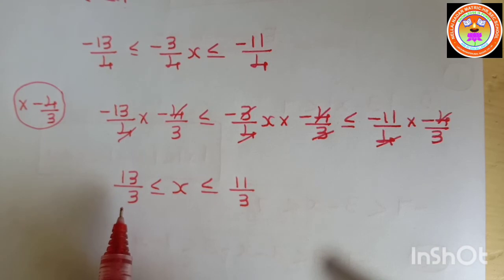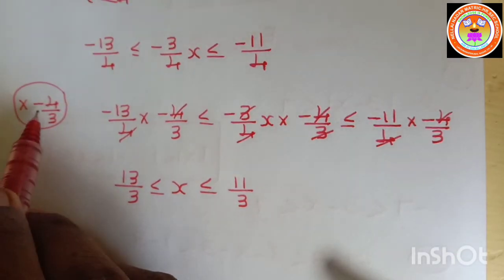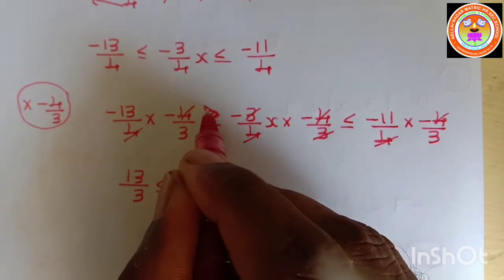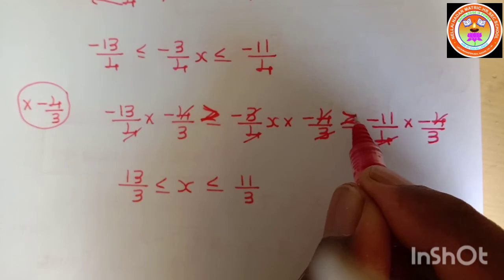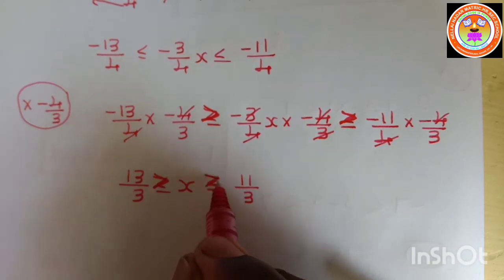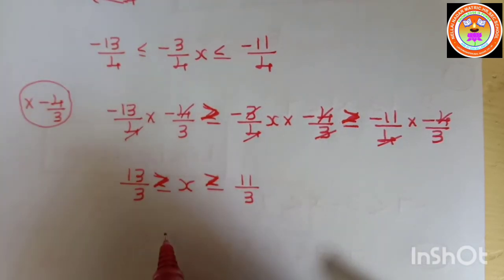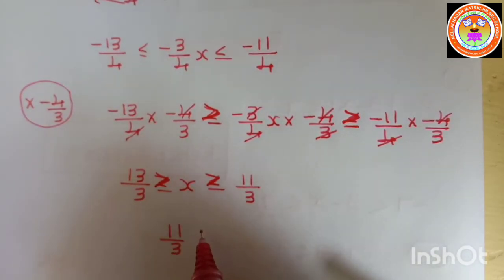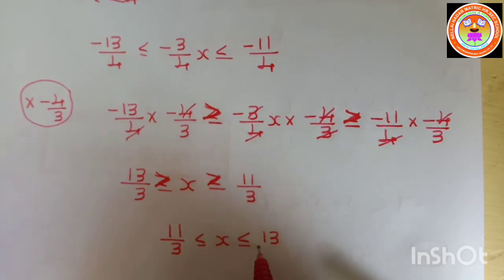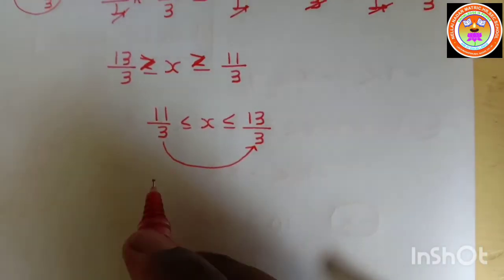Now already told, when multiplying by minus, less than or equal to is automatically greater than or equal to. So greater than or equal to. Comparing this, 13 by 3 is greater. So 11 by 3 less than or equal to x less than or equal to 13 by 3. So 11 by 3 to 13 by 3.